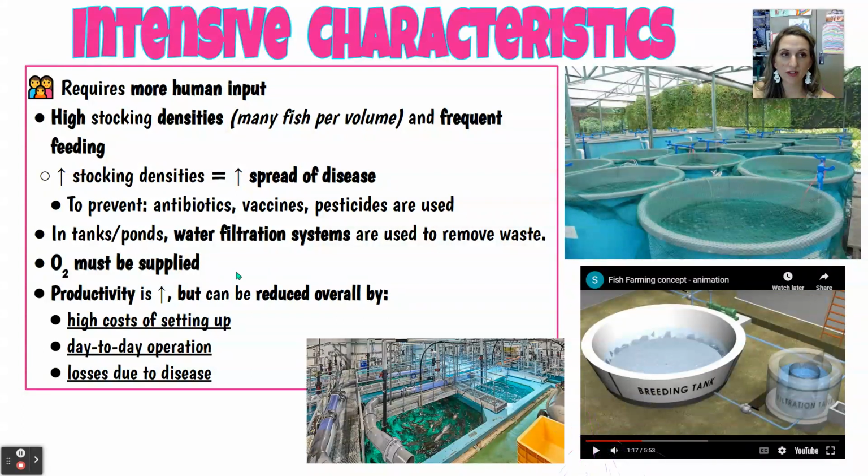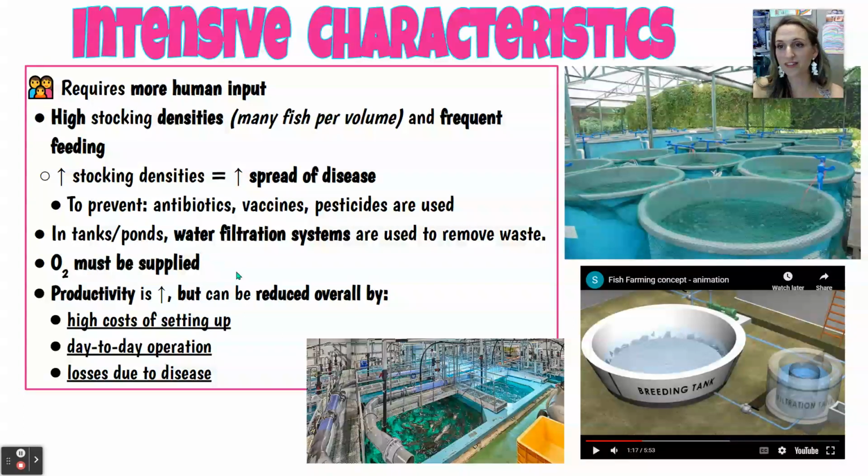Okay, so there's a lot involved whenever you have an intensive aquaculture venture. It's going to require more human input, and you need your humans to be trained. That will be mentioned a little bit later. High stocking densities, many fish per volume, because you want to maximize your profits. It's going to cost a lot of money to maintain this. The electricity is going to be crazy, and you need to have a constant source of electricity with that. But you need to be making money while you're doing this.